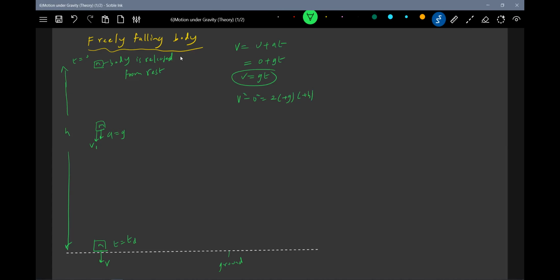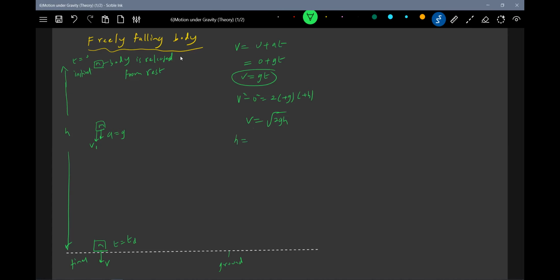Now, why are we putting positive g? This is the initial point and this will be final. Look at the displacement. The displacement is downward, no? The displacement is in the direction of motion, the same as the initial velocity, so therefore they should be positive here. So v equals root of 2gh. With this much speed, it'll come and strike the ground.